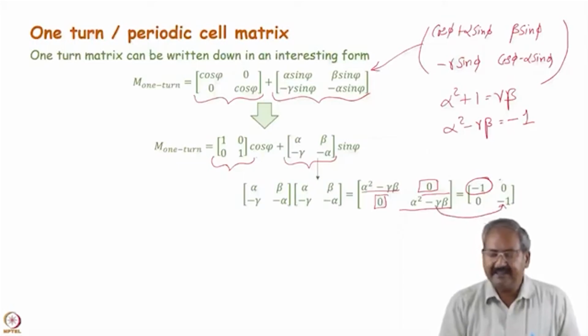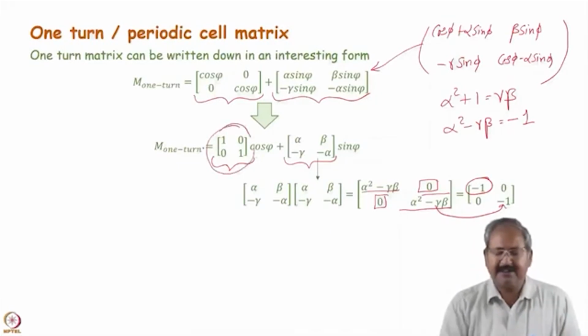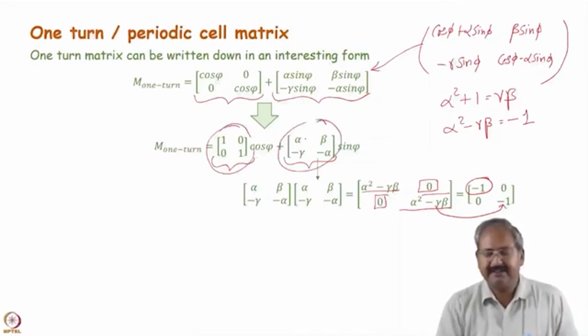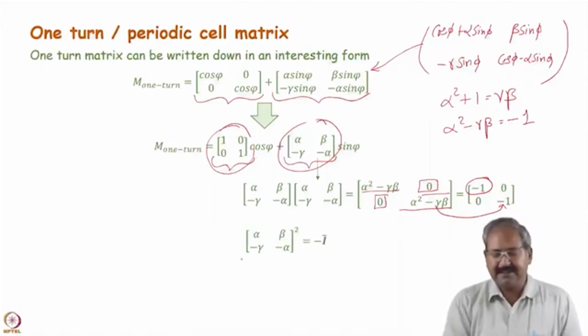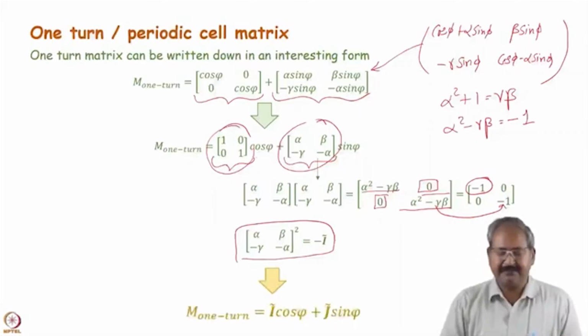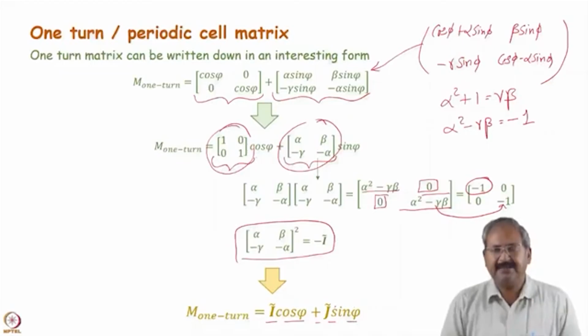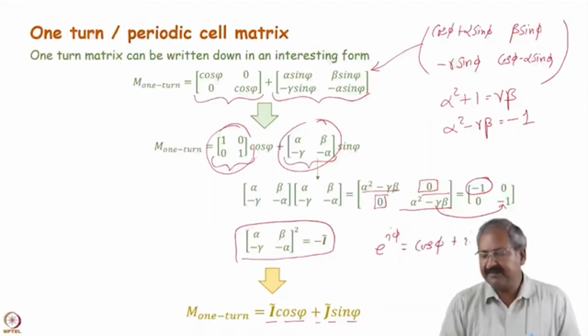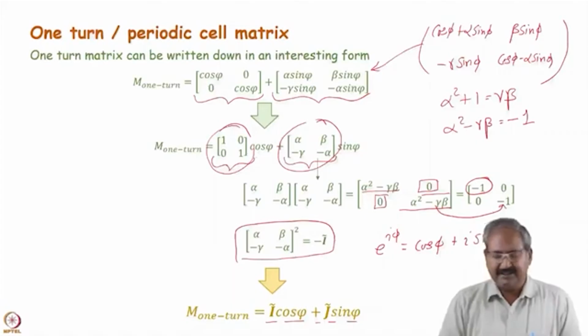So here you get the identity matrix, and this matrix is that kind of matrix whose square gives you the identity matrix with a minus sign. Means we can write this in this fashion: the square of this matrix is minus the unit matrix. Means one-turn matrix can be written as unit matrix cos phi plus j sin phi. This is similar to what we write as e raised to j phi is equal to cos phi plus j sin phi. Means one-turn matrix can be written in the Euler form.